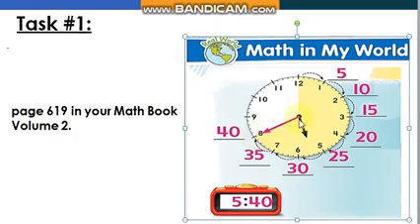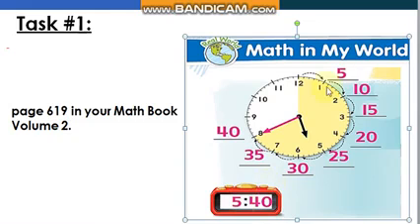The short hand is pointing between 5 and 6. It still hasn't passed 6, so it's 5. It's between 5 and 6, but it's 5 because it's moving. It's going to number 6, but it's not 6 yet, right? And the long hand, or the minute hand, points to 8, and it means 40, so it's 5:40.